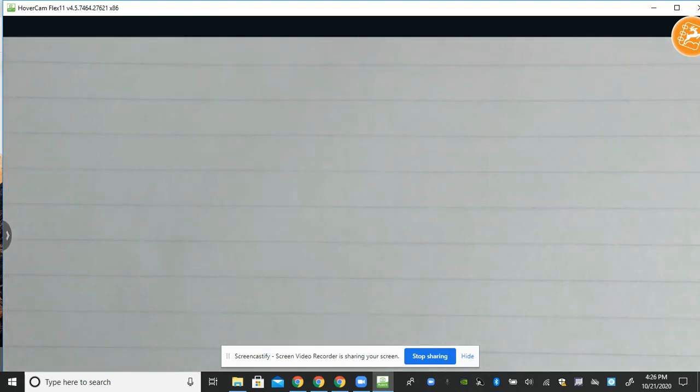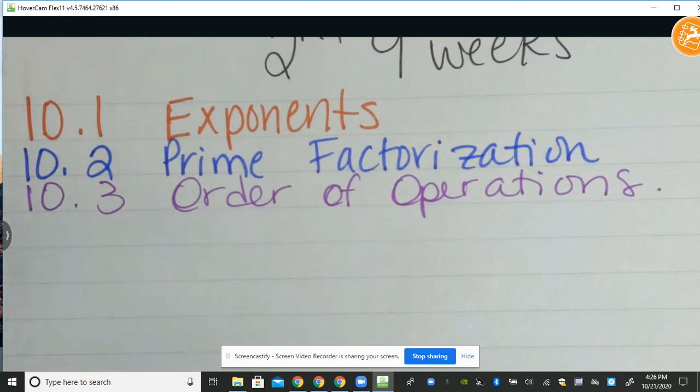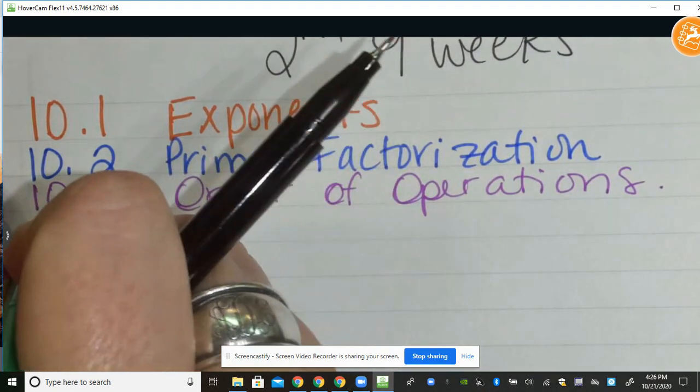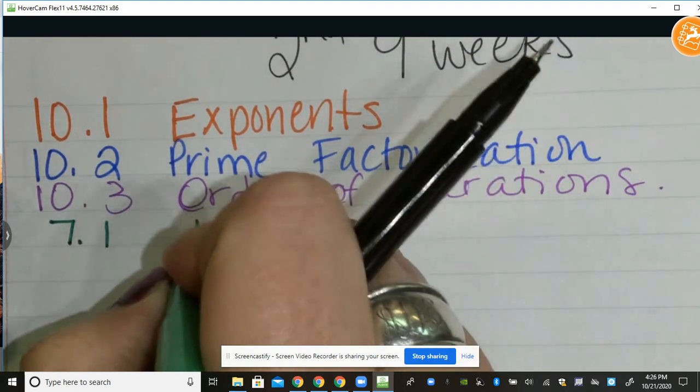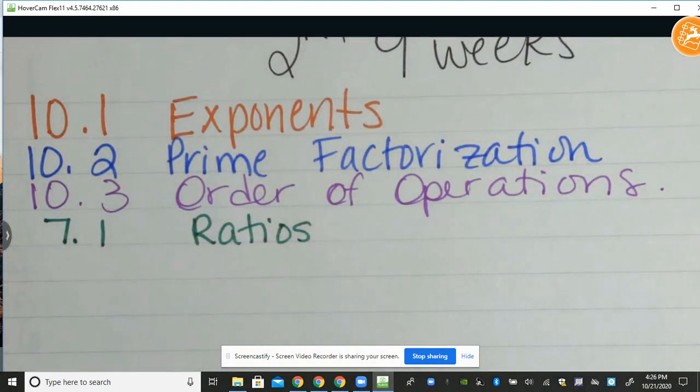All right, so we're going to get our journals out, and we're going to go to our table of contents. And today we're going into 7.1, and we are into ratios. Okay? Ratios are my friends, guys. Ratios are my friends. You see ratios all the time.